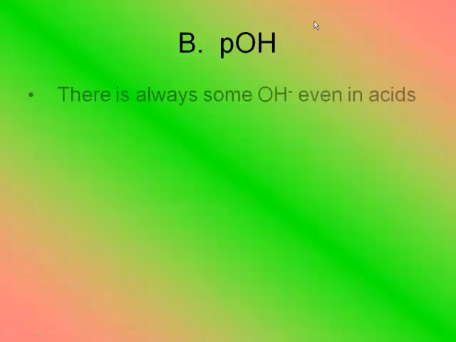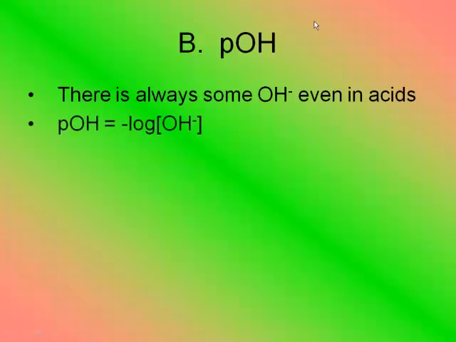Now, pOH is the opposite of pH. What you have to remember is there is always a little bit of OH- in an acid, and there's always a little bit of H+ in a base, which is why we're able to calculate the pH for a base, and we can calculate the pOH for an acid. So the pOH, just like pH, is equal to the negative log of the OH- concentration.